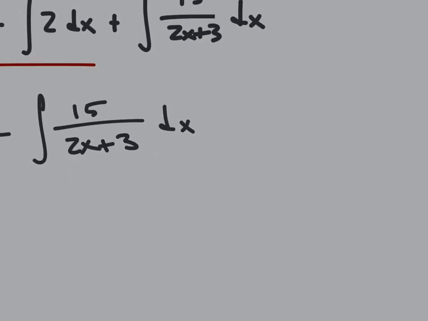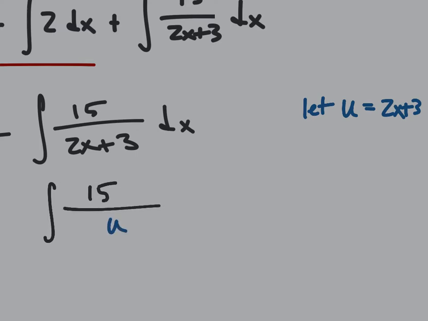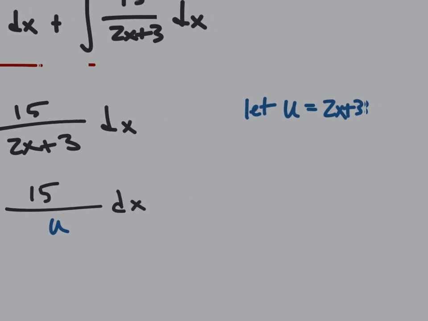And what I want to do here to help me integrate this is, let's let u equal 2x plus 3. All right, so my integral here would be 15 over u dx. All right, so here's what we've got. Let's find du/dx. So du/dx over here is going to just give us 2. So then du is equal to 2 dx.